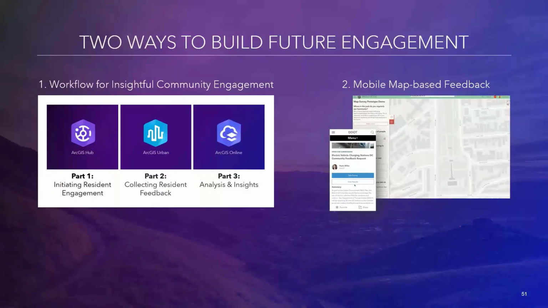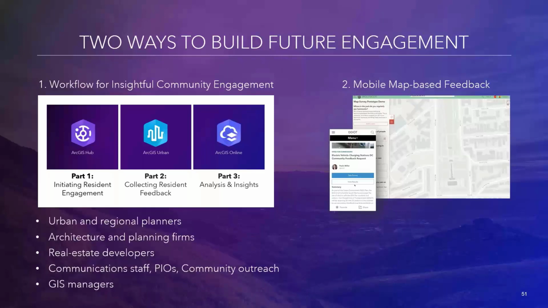So to wrap up our thoughts, we'd like to summarize the key takeaways: we've essentially provided two ways to build future engagement to get useful insights. The first is a complete workflow for doing online engagement with residents. This workflow was designed to be useful to planners, architecture and planning firms, communications, and GIS managers. Hopefully there are a number of aspects of this workflow and set of tools that will help those who may be short on GIS resources or would like ways of collaborating more closely with their GIS colleagues.